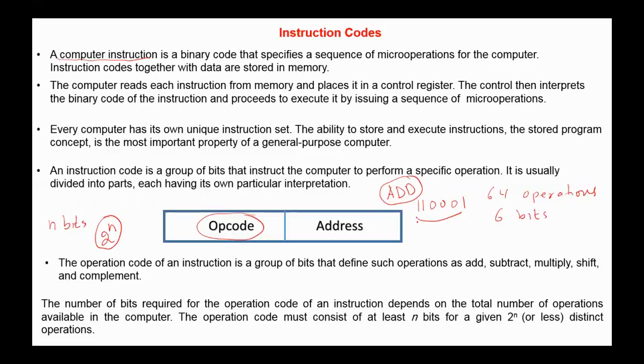In this case, when the operation code is decoded in the control unit, the computer issues control signals to read an operand from memory and then adds the contents of the location to a processor register. Usually, the basic register is called accumulator.